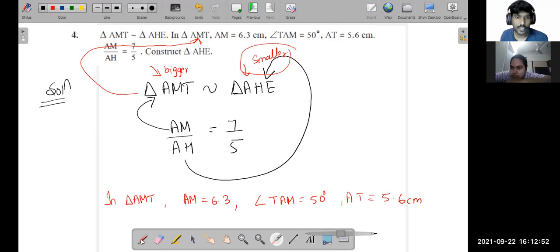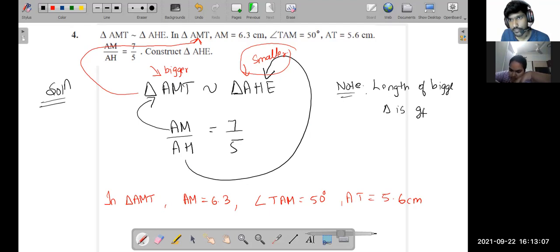Also, now I think it's better if you write one note. Length of the bigger triangle is given, and using that you have to construct the smaller triangle. While in the second one, it was the other way around. Smaller was given and you had to construct the bigger one.